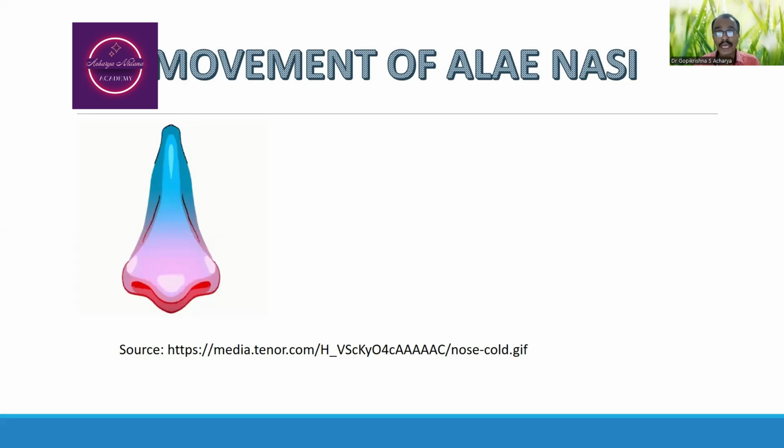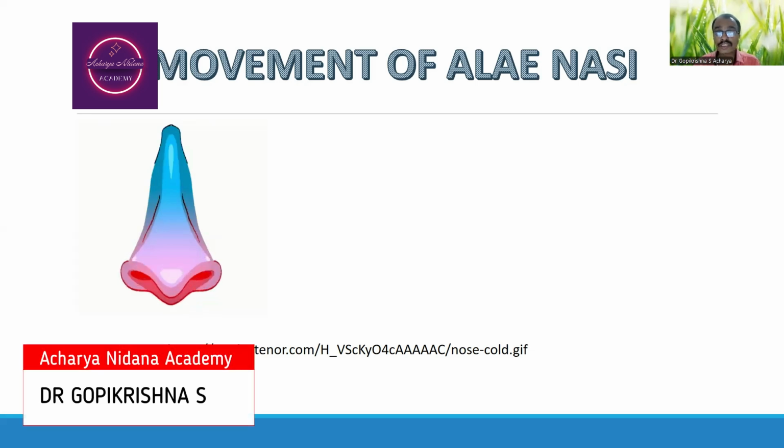The person may have the action of sternocleidomastoid muscles and intercostal muscles. The action of intercostal muscles will also be observed when the person is having effortful breathing. So here, one particular sign is the movement of the alae nasi that will be observed.